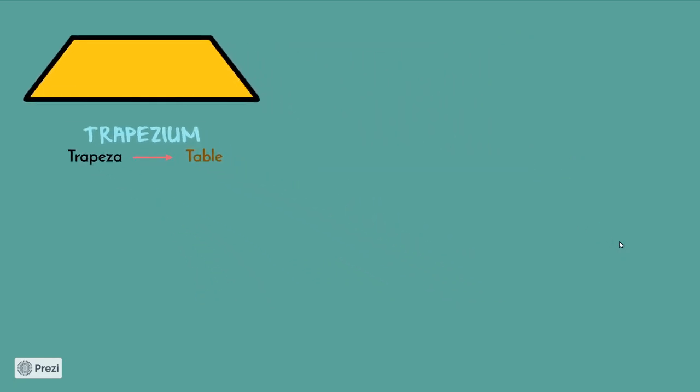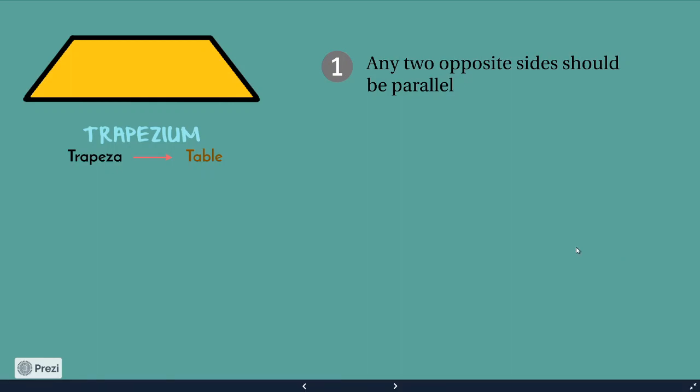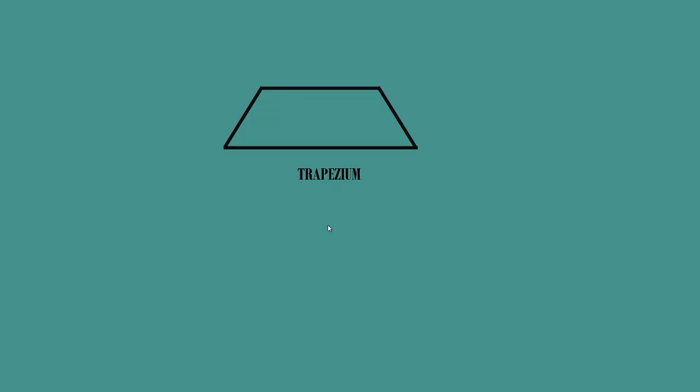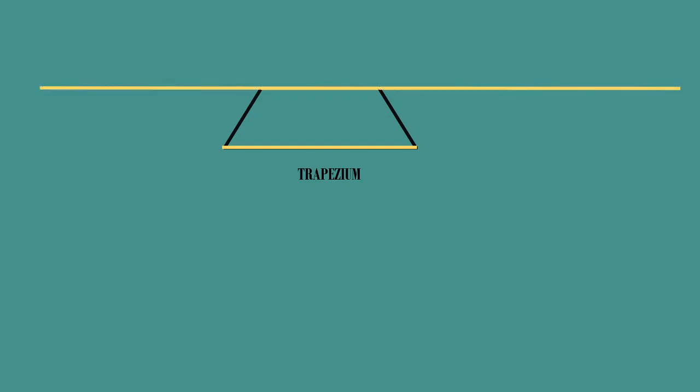Now, what makes a quadrilateral a trapezium? Take any quadrilateral, draw any shape with four sides, and make any two opposite sides parallel to each other. Take any quadrilateral, make any two opposite sides parallel to each other, and it becomes a trapezium. Let us take a closer look. This is a trapezium. Why? Because two opposite sides are parallel. Any two opposite sides should be parallel. Now parallel means that they never meet. You already studied that.